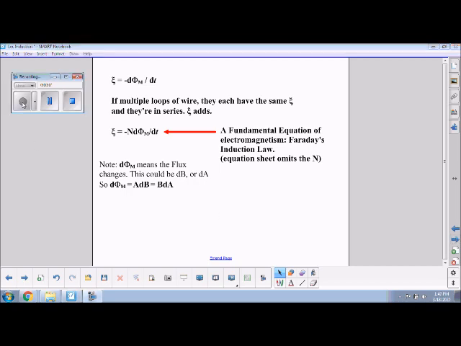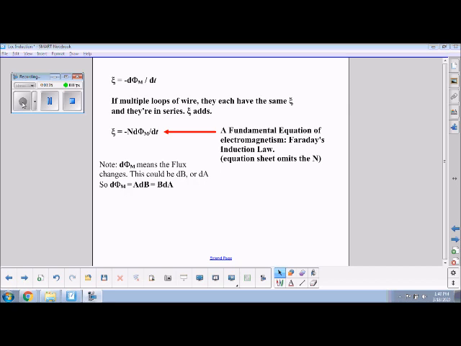As you can see, that formula is labeled as Faraday's induction law. Also note, it mentions that the equation sheet doesn't have the N there. It just says change in flux over change in time, or d flux over dt. Recognize number of loops matters. It matters here for the EMF. It does not matter for the definition of flux. The definition of flux was just about magnetic field and the area of the loop.